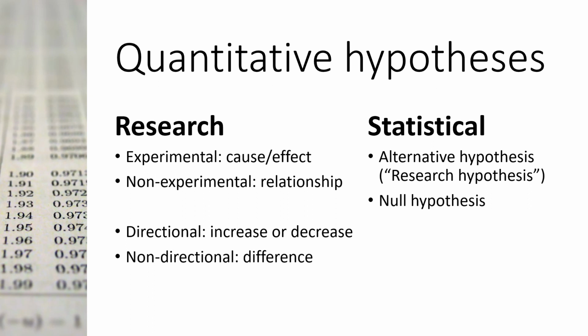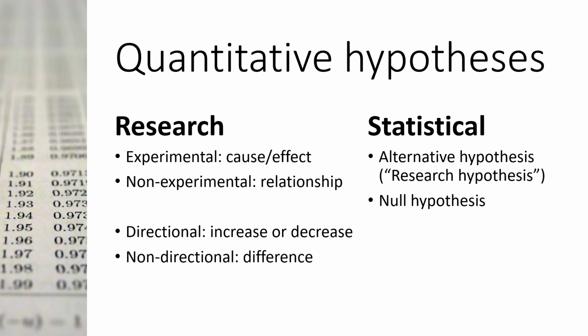If they're predicting the variables are related without indicating one specifically affects the other, it's non-experimental. Regardless of the type of relationship a researcher is predicting, the hypothesis can also differ in how specific it is about the predicted difference. A directional hypothesis, also referred to as one-tailed, specifies whether the change we're predicting will result in an increase or a decrease in the variable. A non-directional hypothesis simply says there'll be a difference.